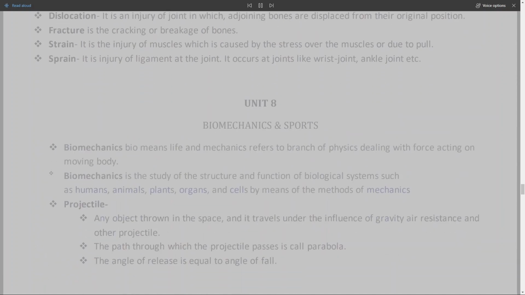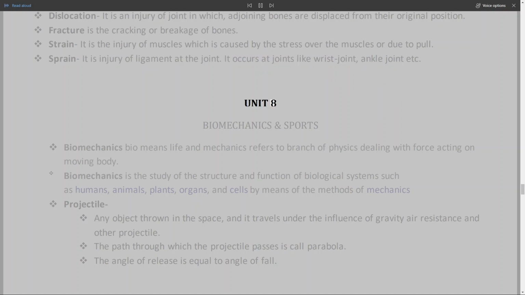Dislocation: an injury of joint in which adjoining bones are displaced from their original position. Fracture is the cracking or breakage of bones. Strain: an injury of muscles caused by stress over the muscles or due to pull. Sprain: an injury of ligament at the joint. It occurs at joints like the wrist joint, ankle joint, etc.